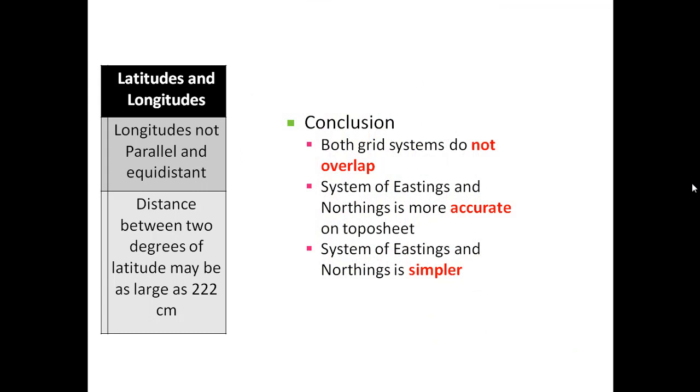Now what is the conclusion? Both grid systems, latitude and longitude and easting and northing, do not overlap. The system of eastings and northings is more accurate on a toposheet to locate places. The system of eastings and northings is also simpler than latitude and longitude.